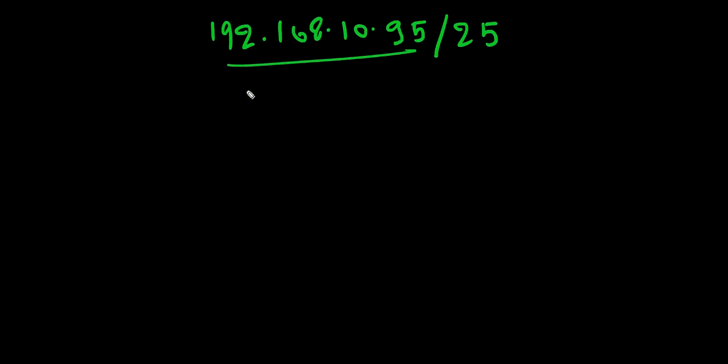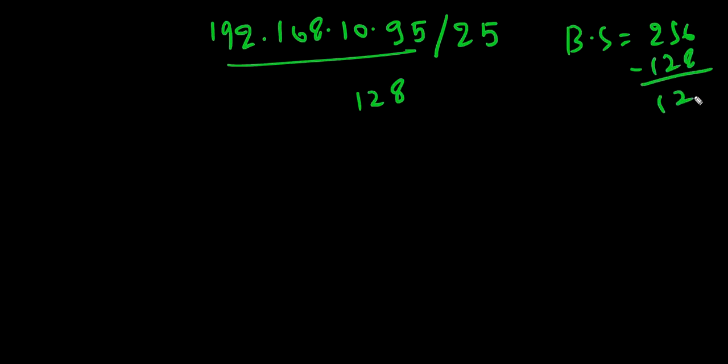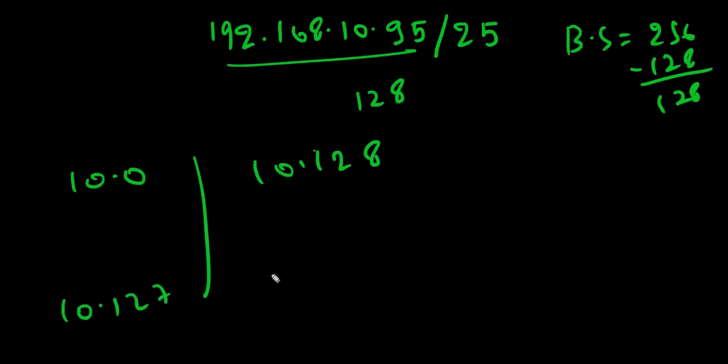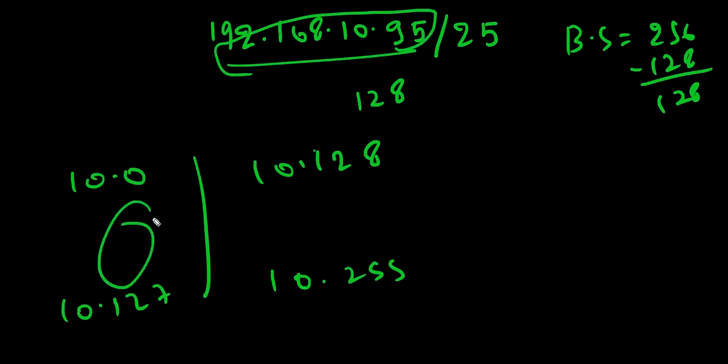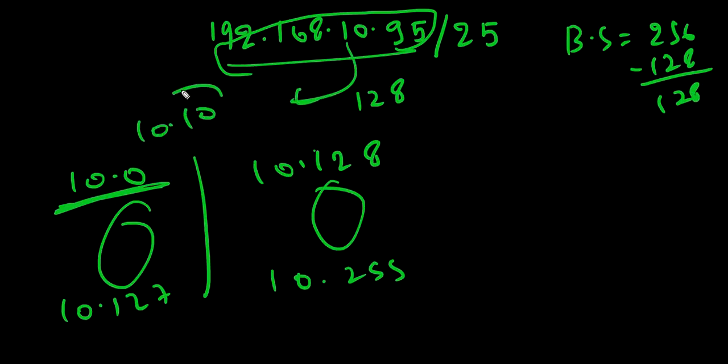So let me write the subnet mask of the fourth octet. The subnet mask of the fourth octet is 128, right? Find the block size. Block size will be 256 minus 128, then you will get 128, right? That means your first network will be 10.0, your second network will be 10.128. So this network will end here, 10.127, and this network will end over here, 10.255, right? So this IP address belongs to which network? This network, right? So what will be the network ID for this IP address? 10.0.